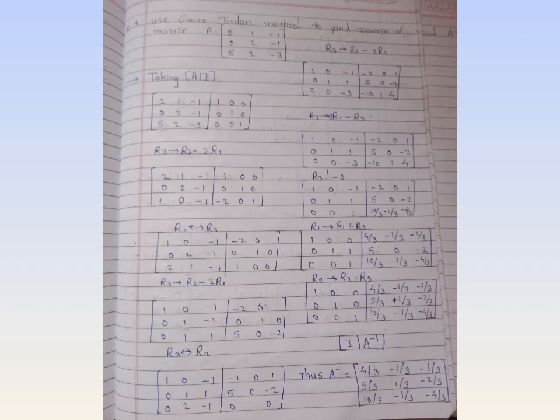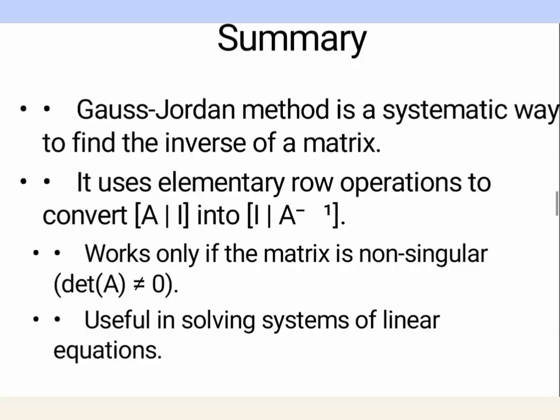We see two examples of Gauss-Jordan method. After that we see Gauss-Jordan method in detail. Now we see summary of Gauss-Jordan method. That is, Gauss-Jordan method is a systematic way to find inverse of a matrix. It uses elementary row operations to convert AI form into I A inverse form. It works only if the matrix is non-singular, that is, determinant of A is not equal to 0. Gauss-Jordan method is useful for solving systems of linear equations.